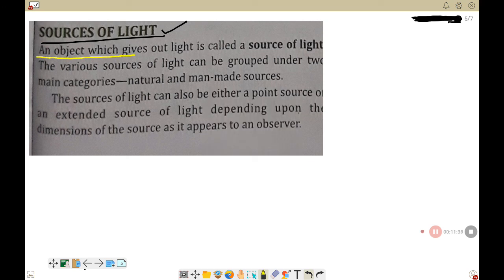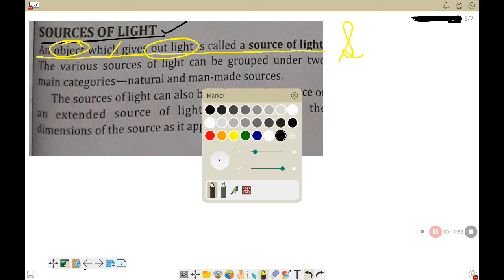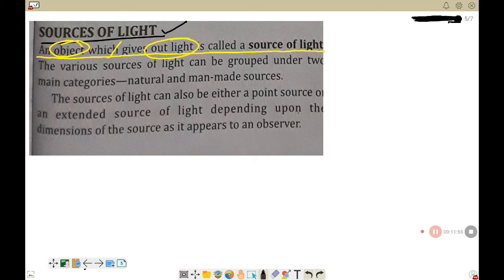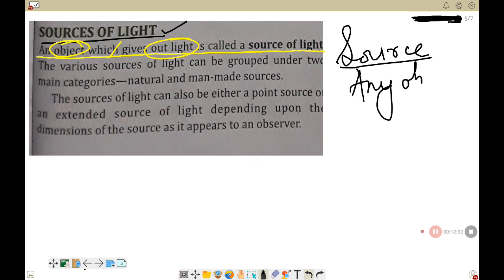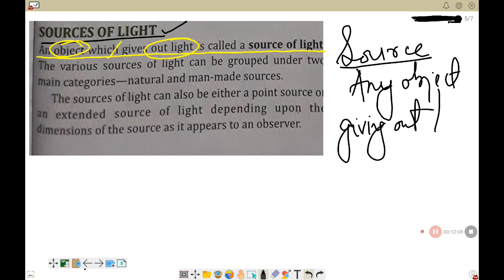An object which gives out light is called a source of light. So what is a source of light? It is an object which gives out light. So any object which gives out light is called a source of light. A source of light is any object which is giving out light.